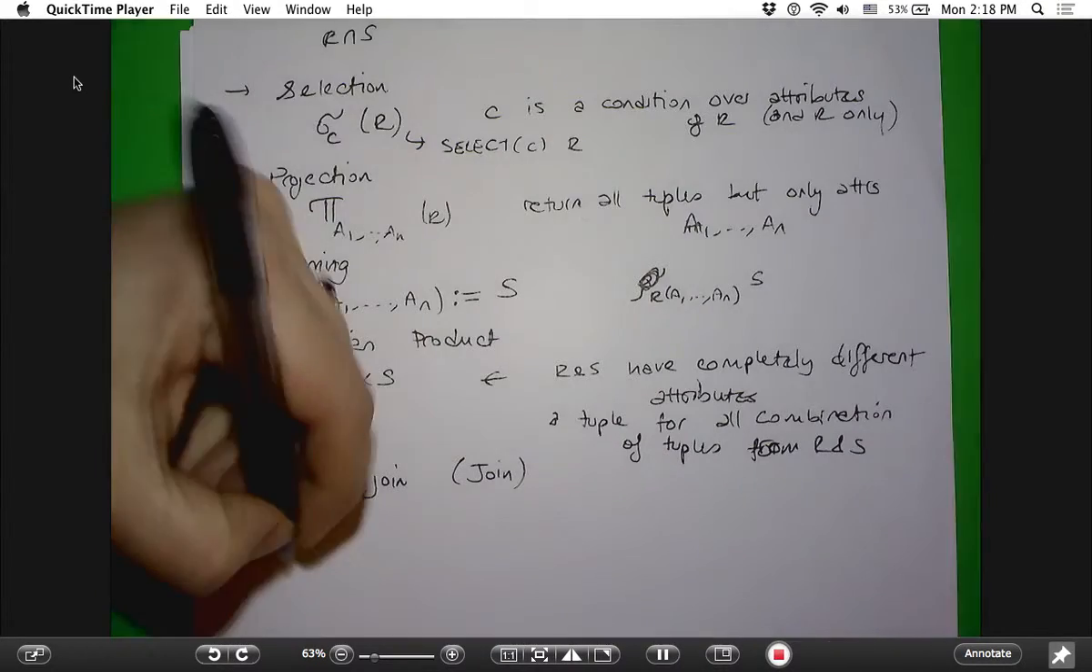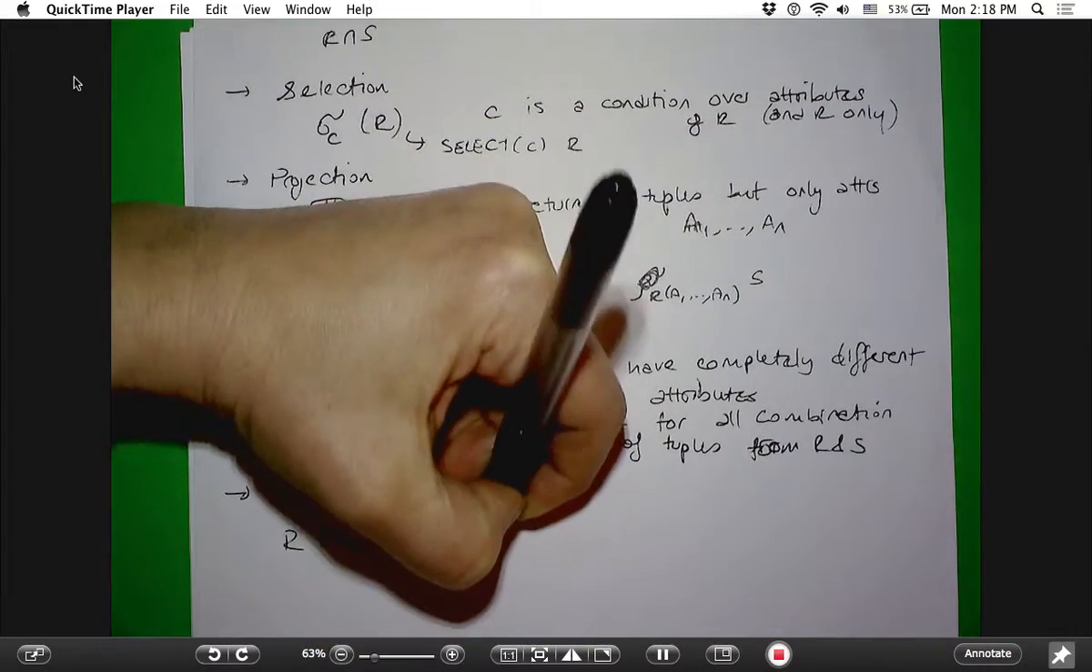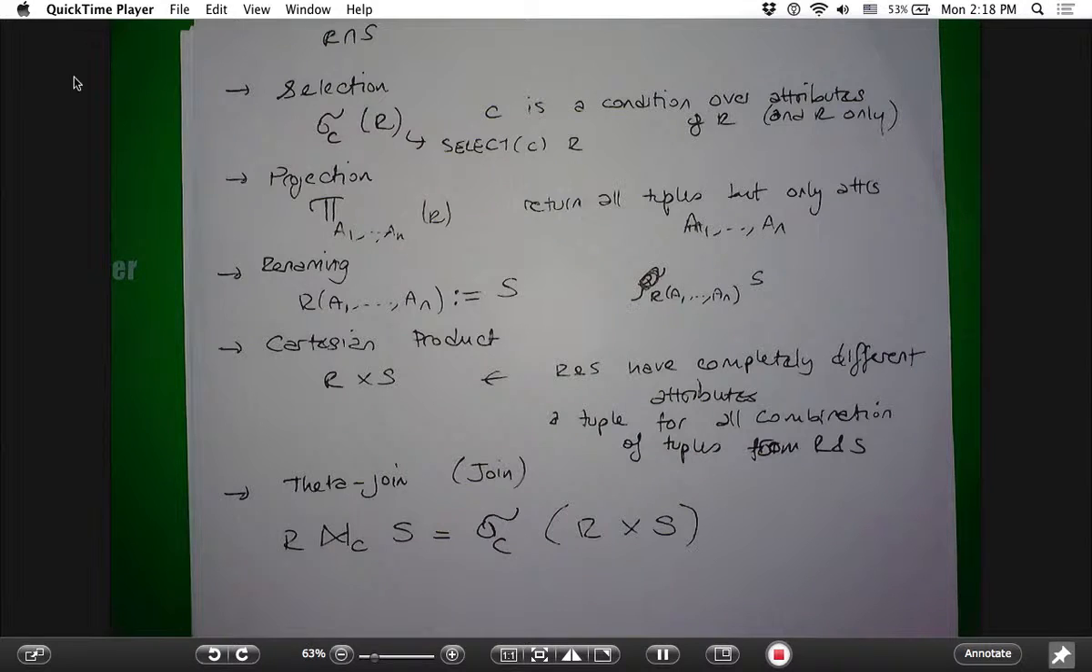It's basically a derived operator. That means take the Cartesian product of R and S and then apply condition C. Now, do not abuse theta join. Theta join is only for cases where C is what we call a join condition. So this C condition should relate attributes from R to attributes in S, like attribute A in R is equal to attribute B in S.